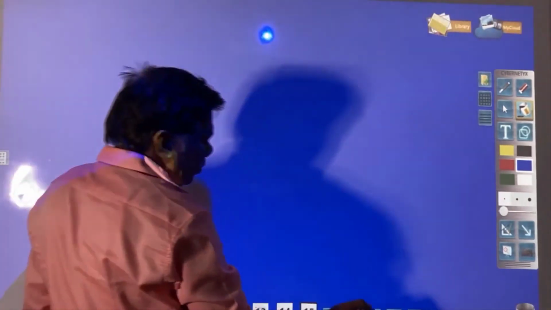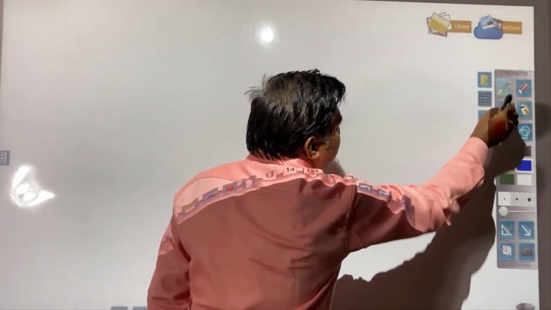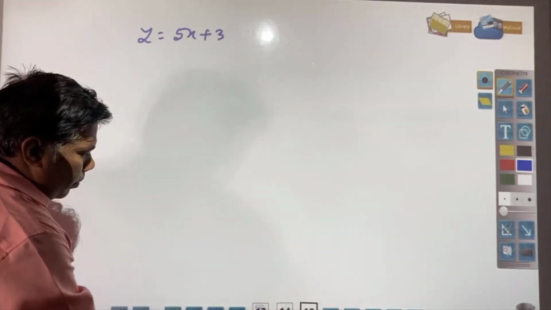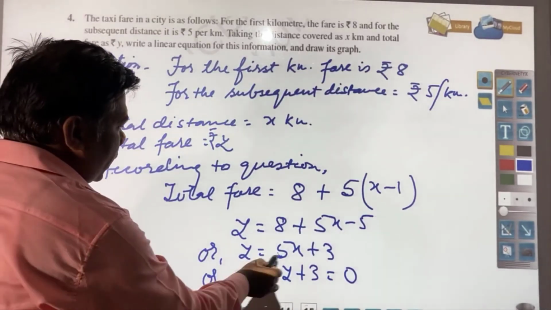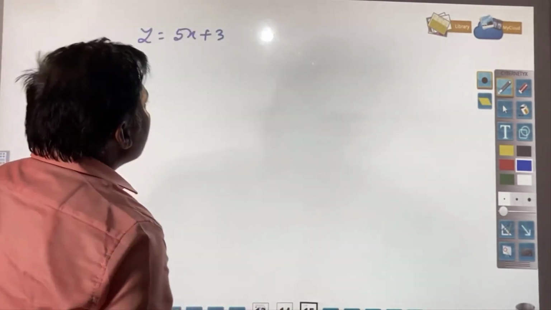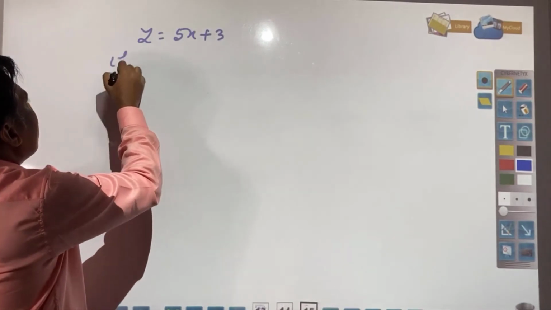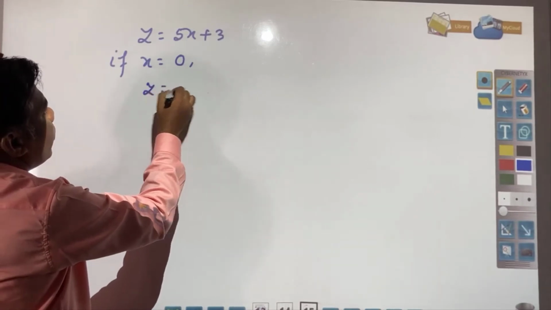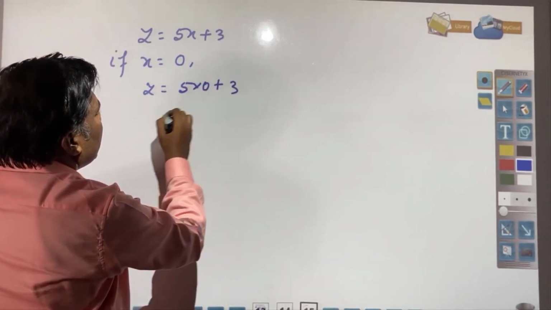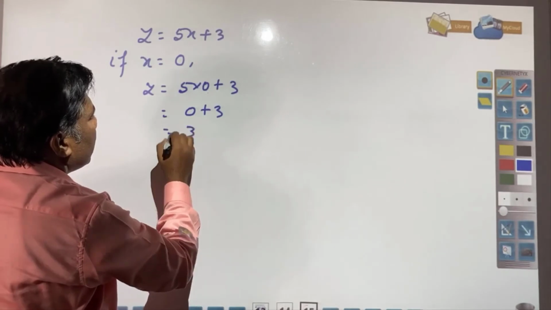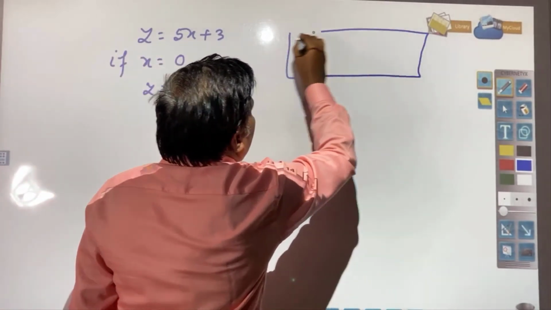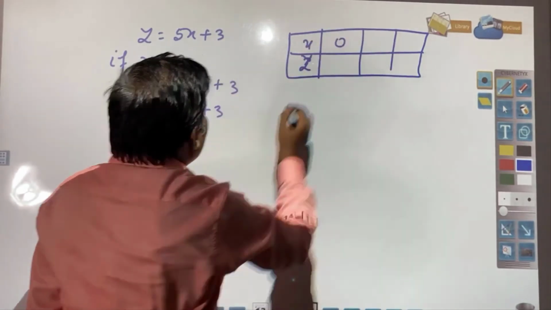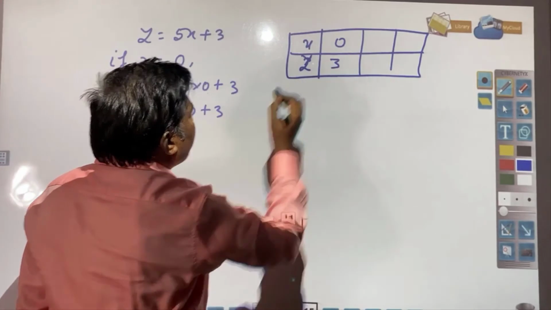y is equal to 5x plus 3. Here you see y is equal to 5x plus 3 we have. So if x will be 0, in this case y will be what? 5 into 0 plus 3, it means 0 plus 3, it means 3. So what you have got? When x is equal to 0, y is equal to 3.